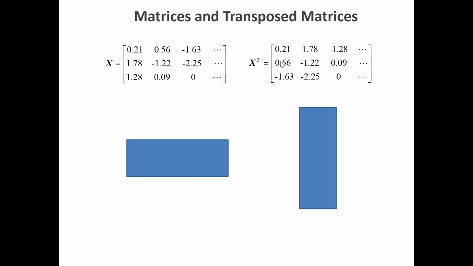The first operation is the matrix transposition, which is indicated by T. And matrix transposition is very simple. You replace the columns by the rows. So you take the columns, they become the rows, and the rows become the columns. You see here, the first row becomes the first column, the second row becomes the second column, and the third row becomes the third column. So you transpose the matrix.